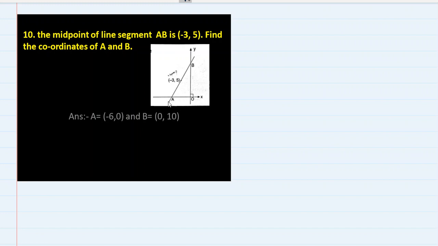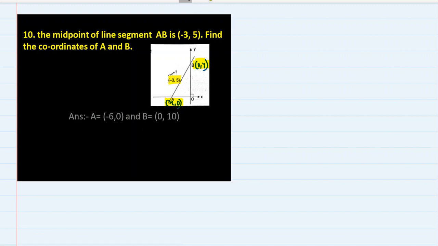Okay, so the coordinates of point A will be x comma 0 and coordinates of point B will be 0 comma y. Any point lying on x-axis has the coordinate x comma 0. Any point lying on y-axis has the coordinate 0 comma y. That's why I've taken these coordinates. Okay, and the midpoint's coordinates are given to us, minus 3 comma 5. You have to find the coordinates of A and B. Okay, very easy.